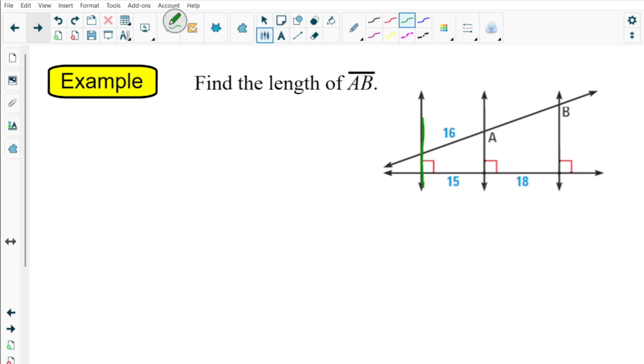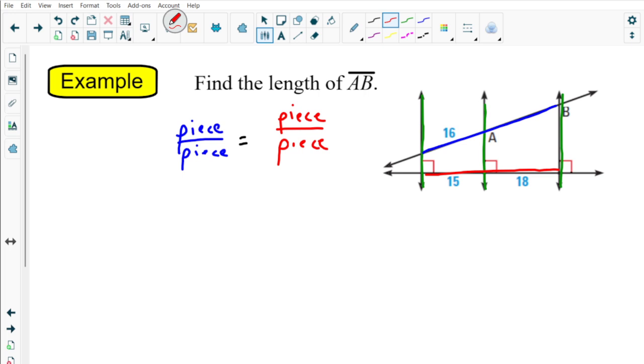So we've got our setup of our three lines that are parallel. We've got our setup of the two transversals cutting through. So we're going to end up with piece over piece in the blue equaling piece over piece in the red. Now with this equation, I'm going to start with x, which is the length of A to B. That is one of the blue pieces.